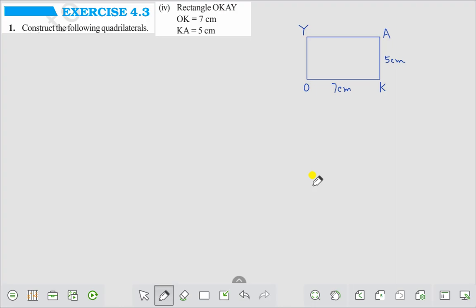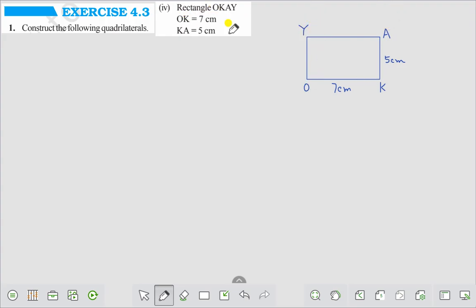Hello everyone. Today we shall discuss exercise 4.3, question number 1(4). Construct the following quadrilaterals. Rectangle OKAY. First of all, let us draw a rough sketch of this rectangle, and the name of this rectangle is OKAY.